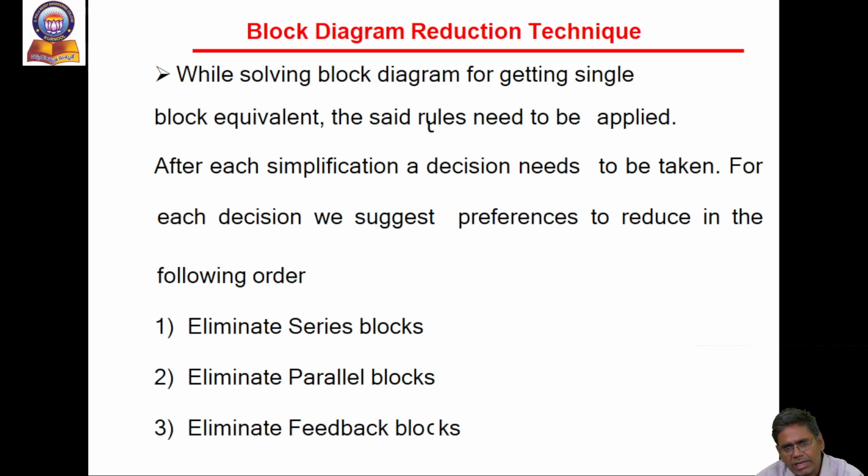The first point is to eliminate the series blocks, that is, connected series blocks, which is nothing but cascading. The first rule is to eliminate series blocks. Then after that, eliminate parallel blocks. Then finally, eliminate feedback. If we follow this order, it is easy to simplify the entire block diagram into a single block.